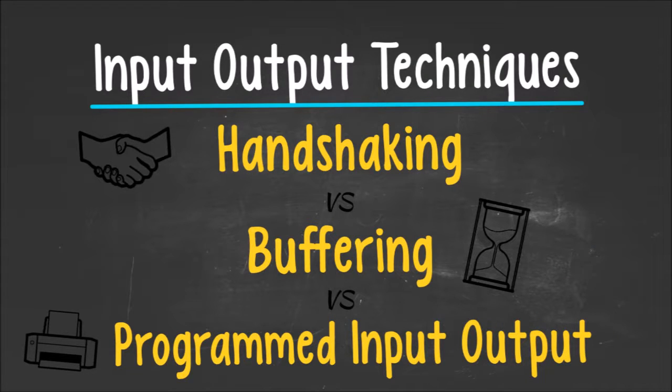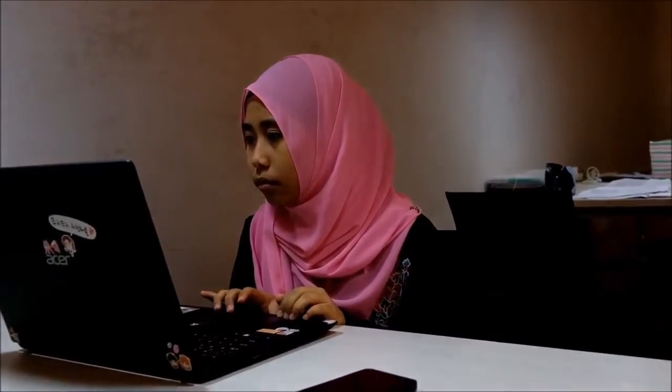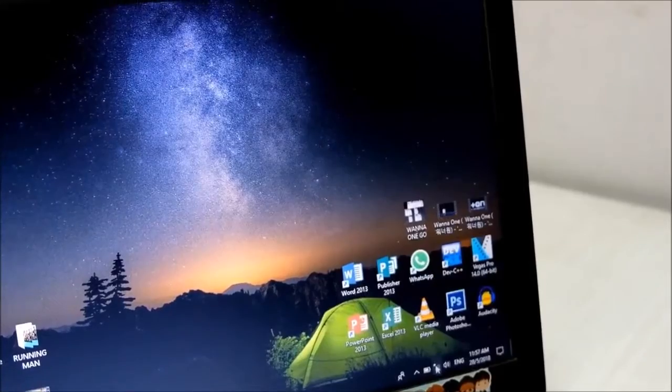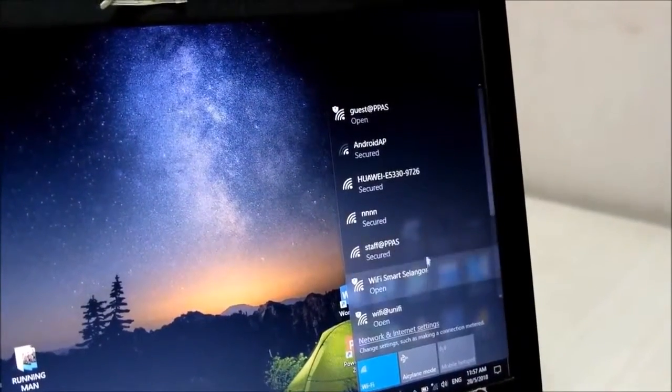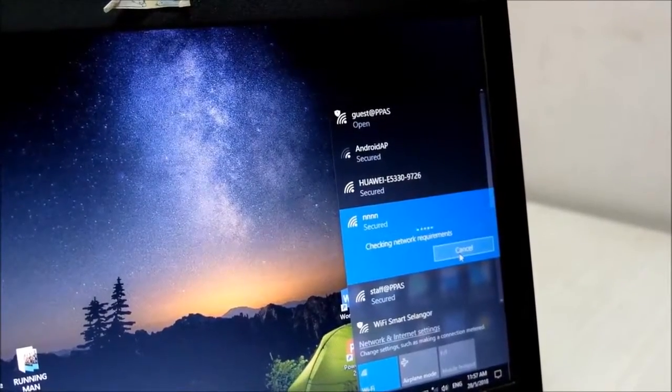We are going to show you the similarities and the differences between the three input-output techniques, which are handshaking, buffering, and program input-output. First and foremost, handshaking technique is an automated process of negotiation between two communicating components through the exchange of information that establishes the protocols of a communication at the beginning. If this negotiation is successful, a connection is allowed.